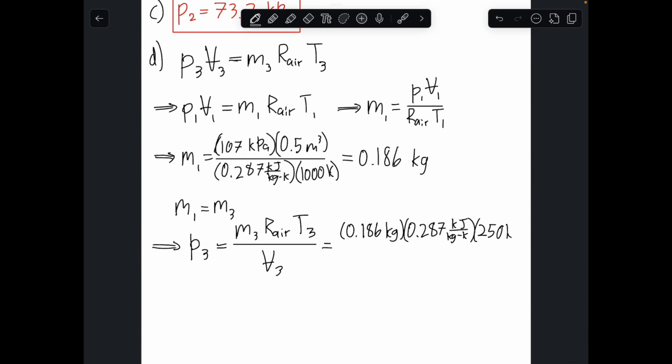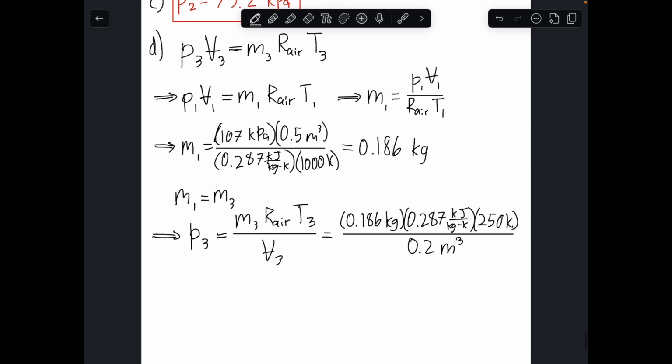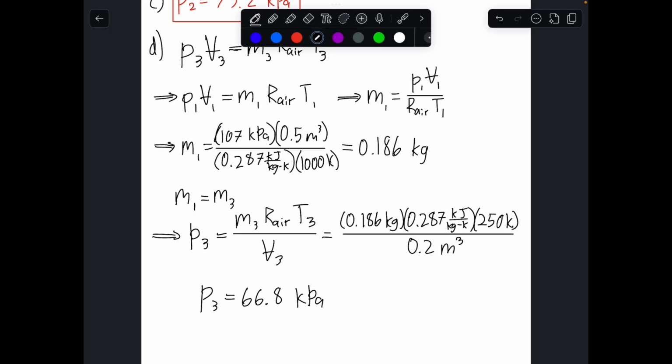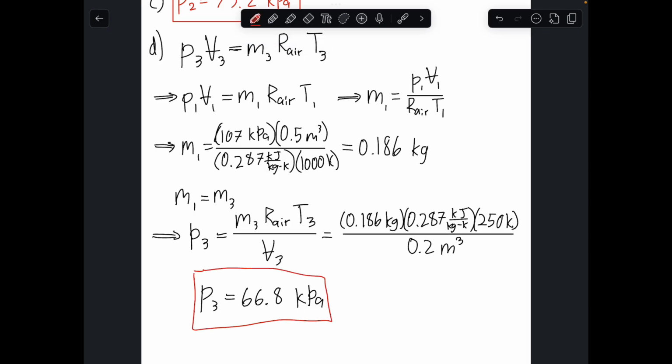250 Kelvin, all divided by the volume, which we were able to reason was 0.2 meters cubed. This is our equation, and then if you plug this all into your calculator, you should get a value for P3 around 66.8 kilopascals, depending how you do your rounding from other parts of the problem. But this will be our answer for the pressure at state 3.